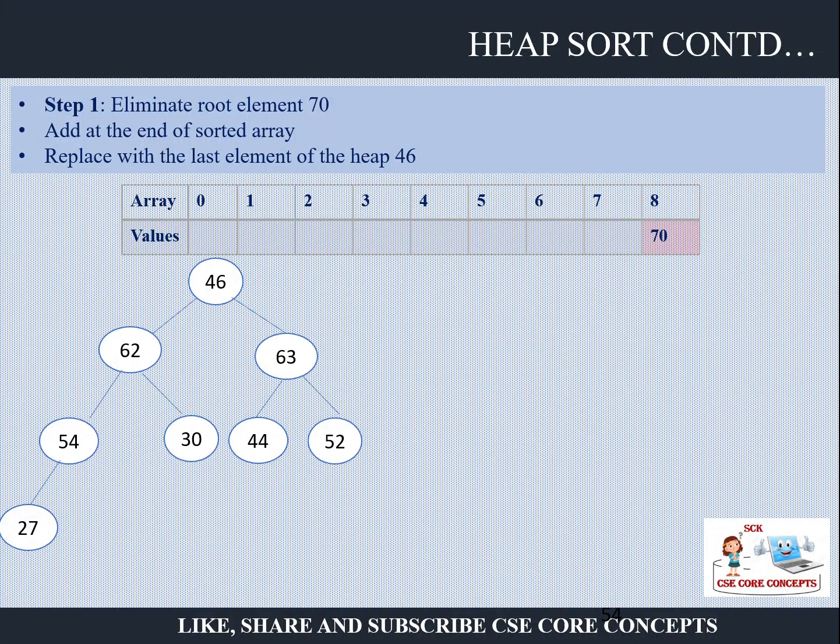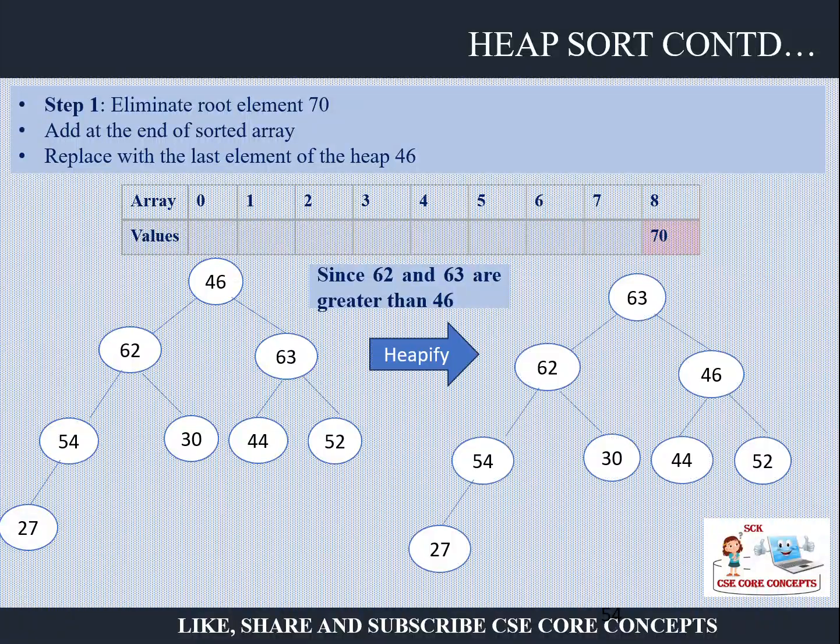But does this satisfy the max heap condition? No, right? Because 46 is smaller than 62, 63 and all. So again I need to heapify. This process of creating the max heap again is called heapify. So I am going to heapify. While heapifying, what I realize is that 63 is greater than 46. Understood? So I will swap 63 and 46.